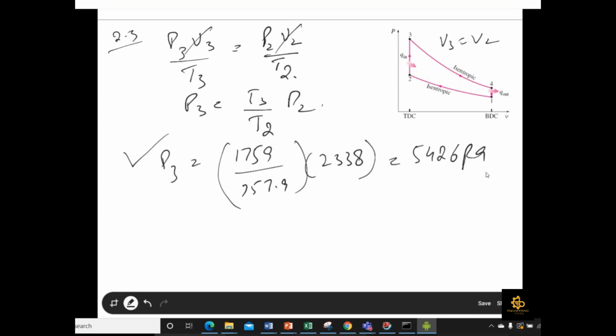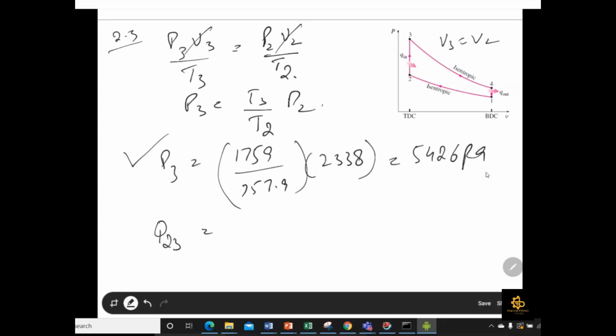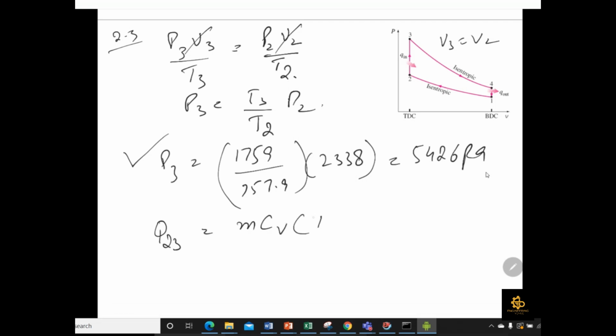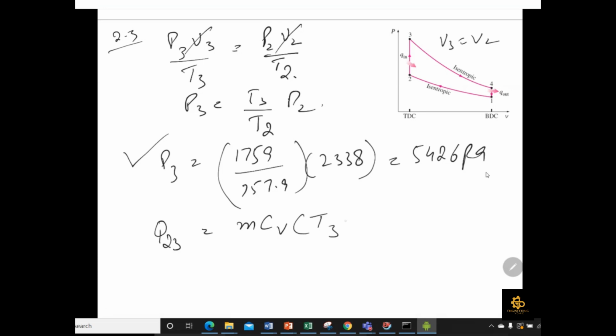Now coming towards Q23, because we have to find the heat associated with process 2 to 3, which is your constant volume heat addition. For the constant volume heat addition process, the valid relation, using the assumption of constant specific heat, is m CV into T3 minus T2.